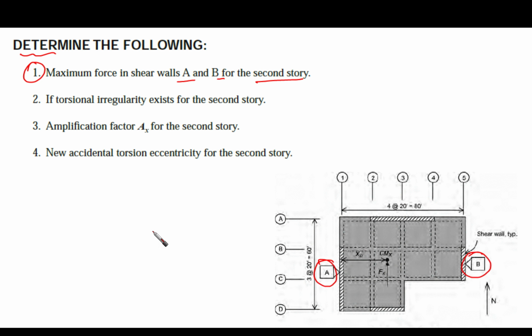Another requirement is we want to check if torsional irregularity exists for the second floor. We need to check it. It is going to be checked using the drifts of each floor. And requirement 3, the amplification factor Ax for the second story, and the new accidental torsion eccentricity for the second story. These are the 4 main requirements.